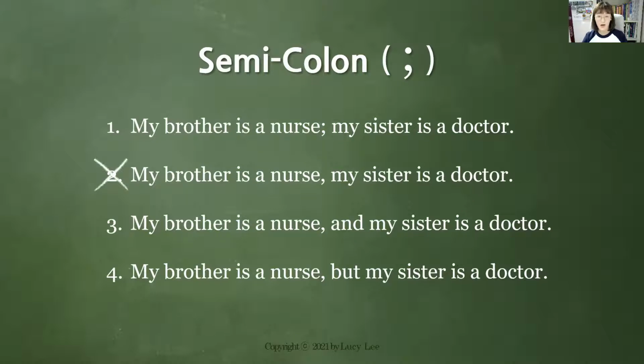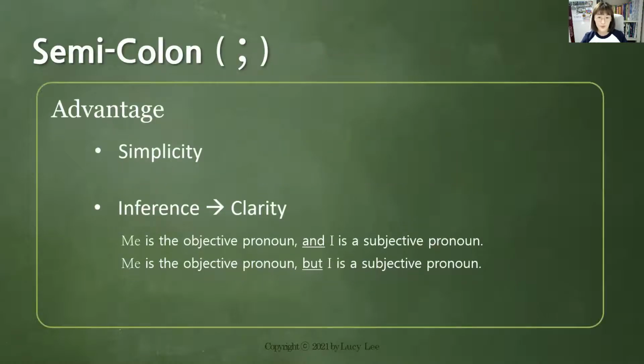That's because comma can't connect sentences, but semicolon is able to connect sentences. That's like what coordinate conjunctions do. So number 2 is incorrect here. Even if semicolon doesn't have any meaning itself, then why do we use it? To use semicolons has several advantages. The first advantage is writing can be simple by using semicolons.